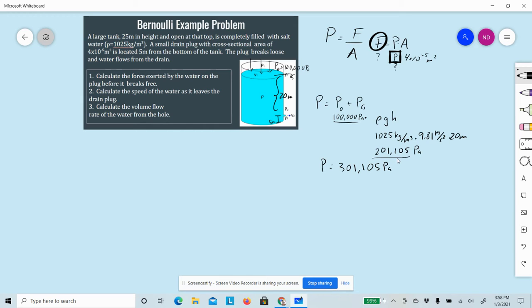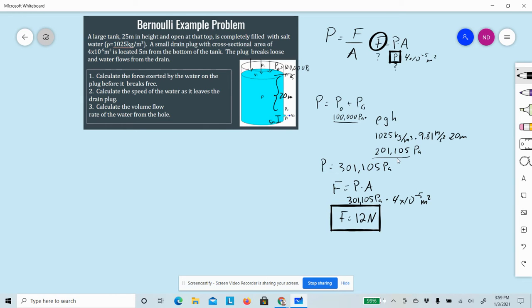The question was, what's the force? Force is equal to pressure times area. So we take 301,105 pascals multiplied by the area of 4 times 10 to the minus fifth meters squared. 4 E minus 5 gives us 12 newtons. The force is equal to 12 newtons. There's your answer, the first one.